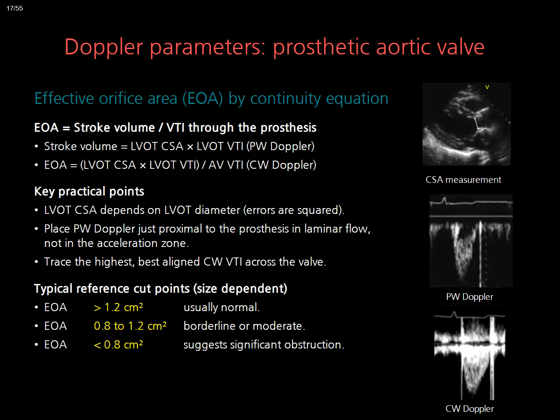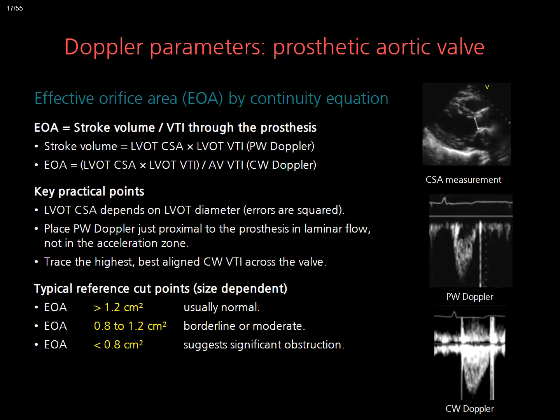The effective orifice area, or EOA, reflects the functional opening of the prosthetic aortic valve. It is calculated using the continuity equation as stroke volume divided by the VTI through the prosthesis. Stroke volume is derived from the LVOT cross-sectional area multiplied by the LVOT VTI measured with pulsed wave Doppler, while the prosthetic VTI is obtained using continuous wave Doppler across the valve. Accurate LVOT diameter measurement is critical, as small errors are squared.